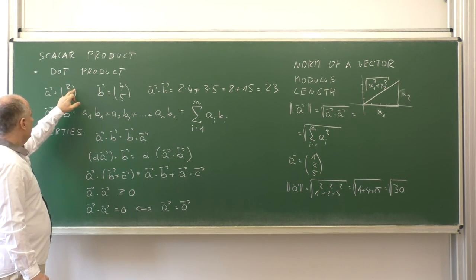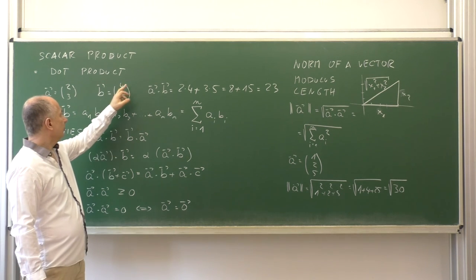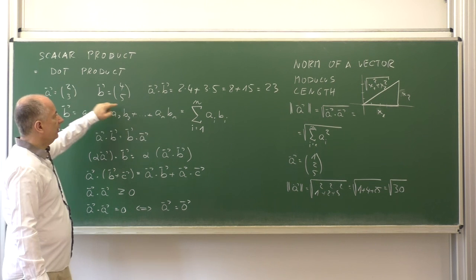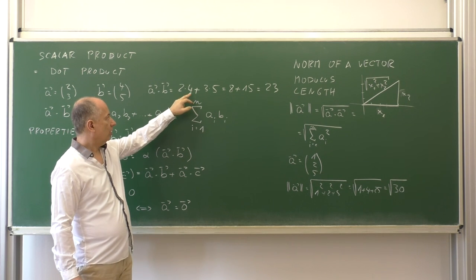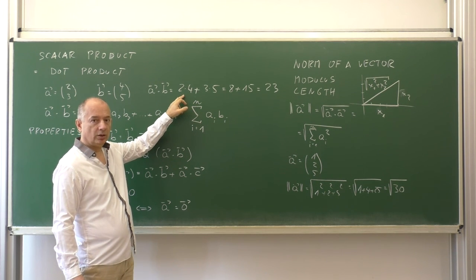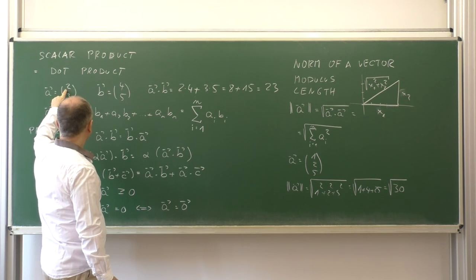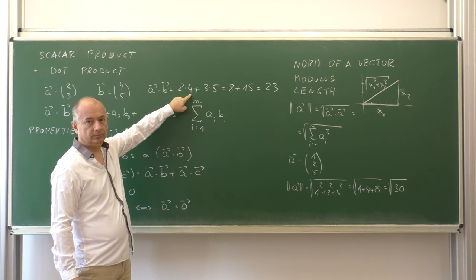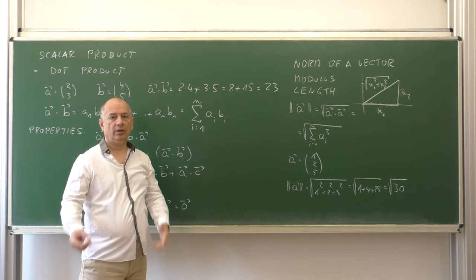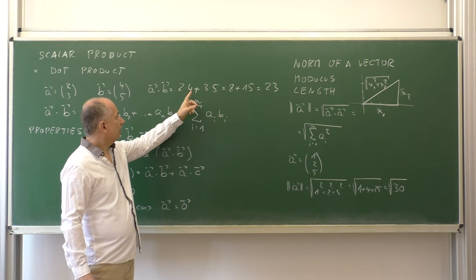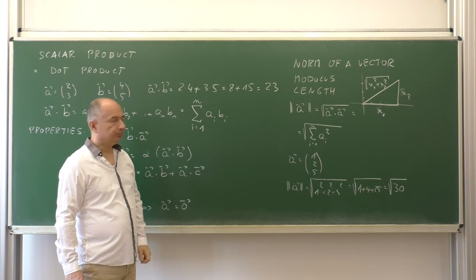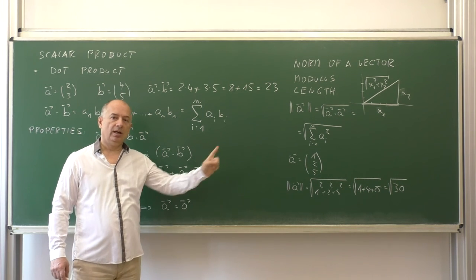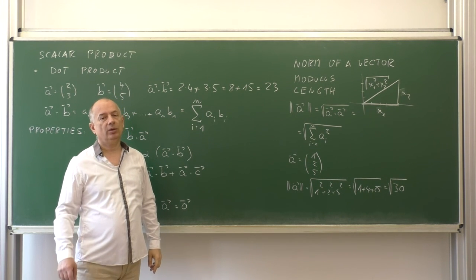Consider two vectors. A has components 2, 3, and the vector B with components 4, 5. Then the dot or scalar product of these two vectors is the sum of the products of the corresponding components. So we take the first component from the first vector and multiply with the first component from the second vector. And then we add the product of the remaining components. This time it gives the number 23. One vector as the input, another vector as the input, and scalar as the output. That's why we call it a scalar product.